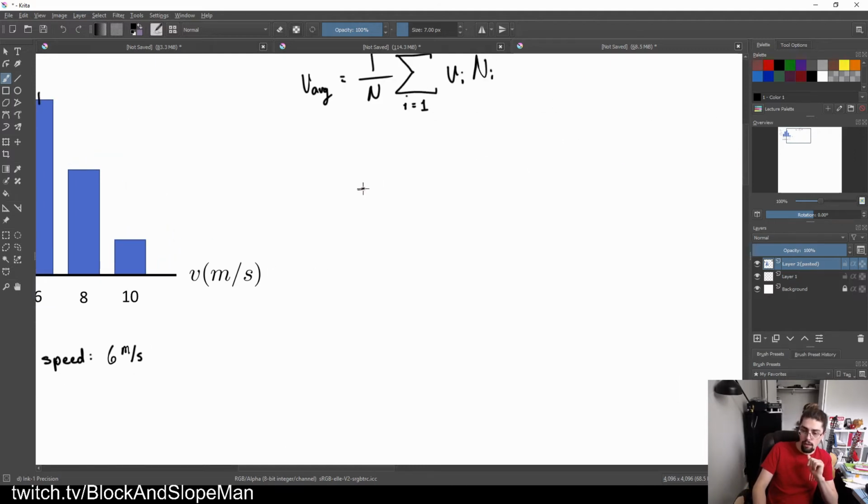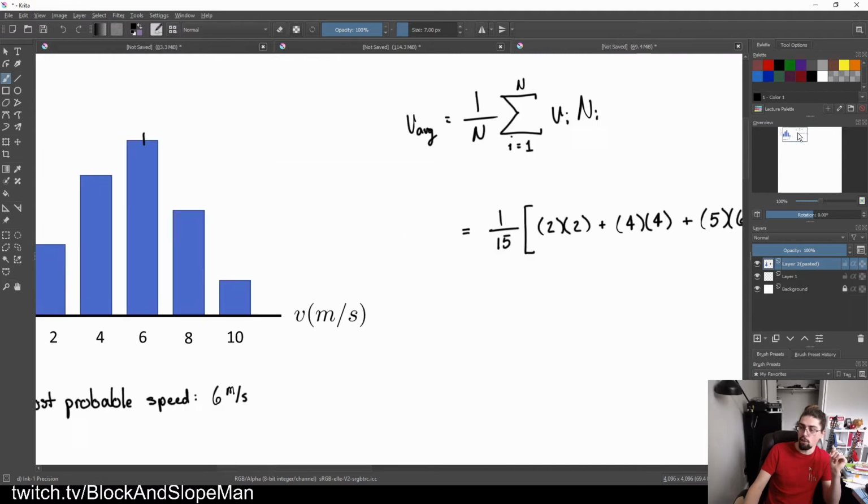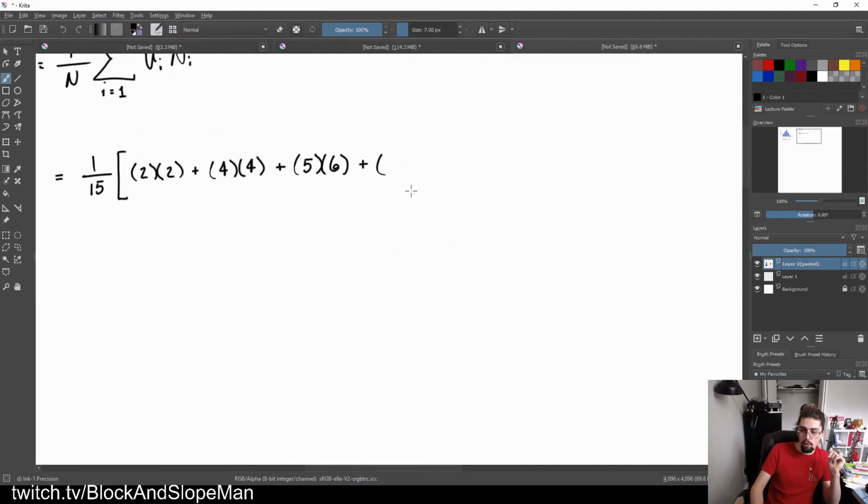So when I write out the summation like this, what this really turns into is there are 15 particles in total. There are 2 particles at 2 meters per second. There are 4 particles at 4 meters per second. There are 5 particles at 6 meters per second. I know I'm doing this a little bit backwards in the order, but it's just how I like to talk myself through my problems. Then I've got 3 particles at 8 meters per second, and there is 1 particle going at a whopping 10 meters per second.